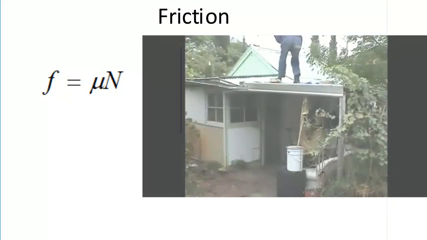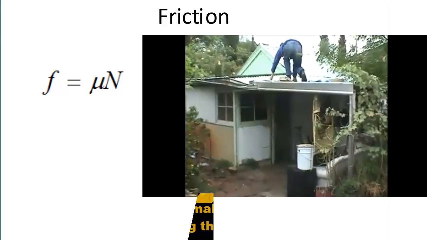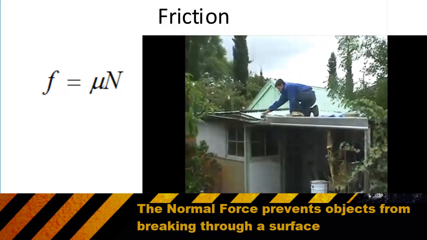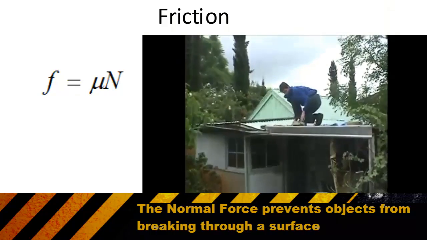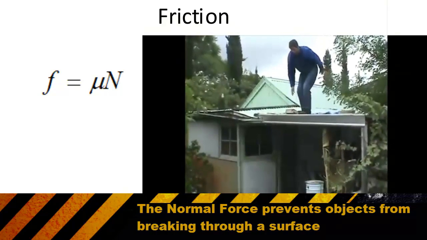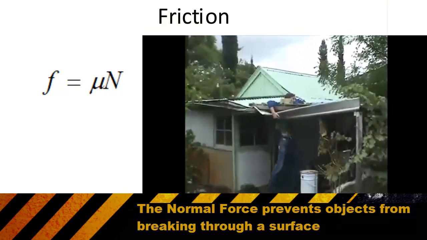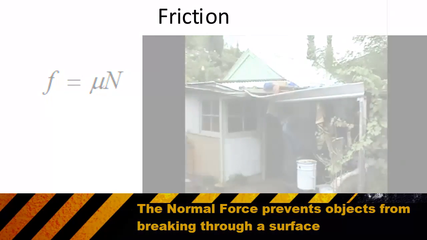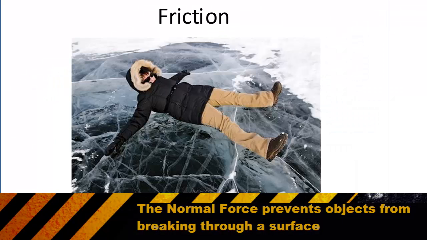So to understand the equation for friction, we need to understand the normal force. The normal force is simply the force you get from a material that prevents you from breaking through that material when a force is applied to it. For example, if you're laying down on a piece of ice, you have two forces going on. Your force pushing down is your mass times your gravity. That's pushing you into the ice. The force pushing you up, that's your normal force.